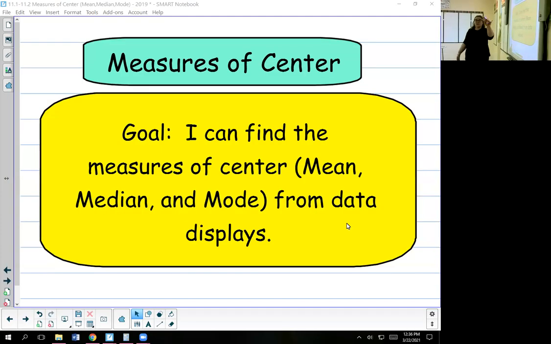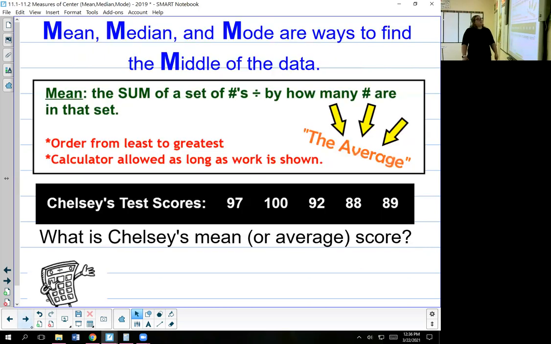Okay, for today's lesson, you are allowed to use a calculator, but we are going to find measures of center. That's your mean, your median, your mode, from different displays, like bar graphs, line plots, things like that. Mean, median, and mode are basically ways to find the middle of the data, where all the data is kind of surrounded. We also call this measures of center.